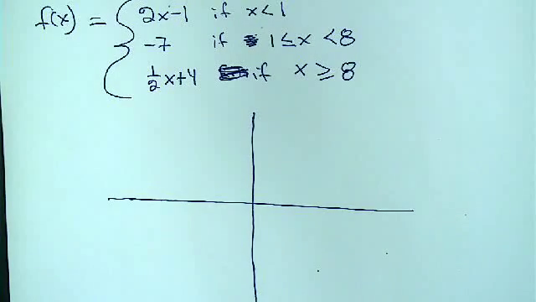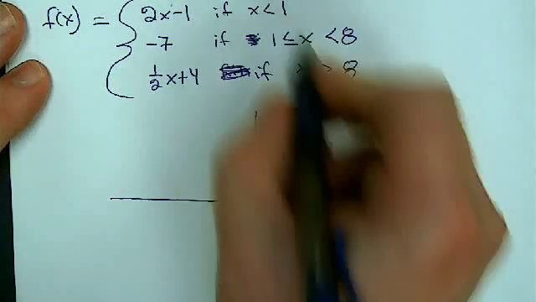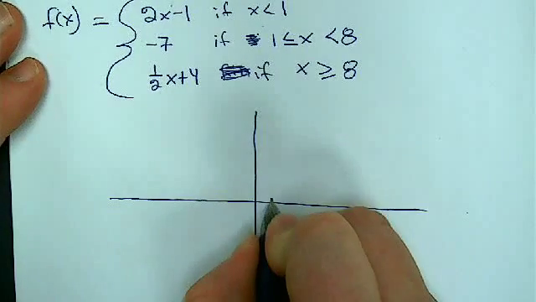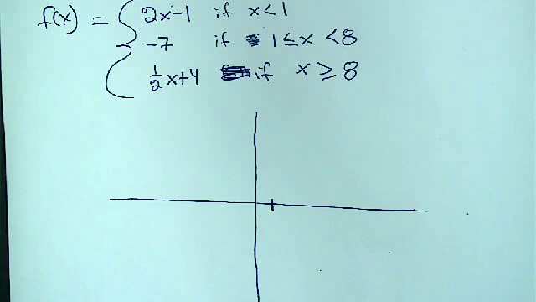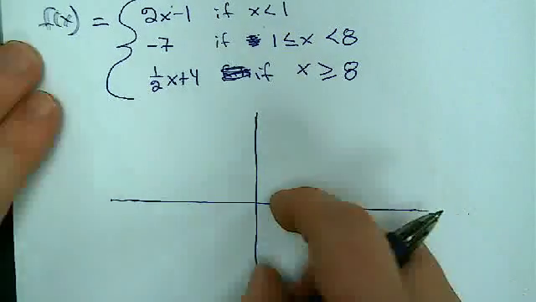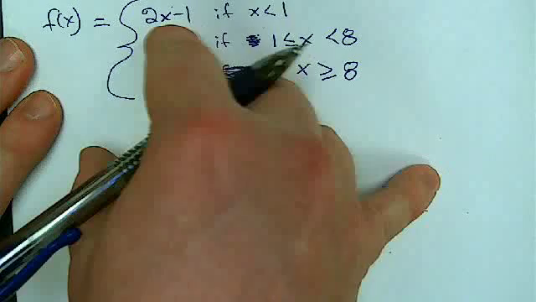Straight to the graph. We're going to see if we can do this without the table of values. See how that goes. So here's x equals 1. If I'm looking at numbers less than 1, what's my graph look like? Yeah, I'm going to be going to the left, and I'm looking at 2x minus 1 as my rule.